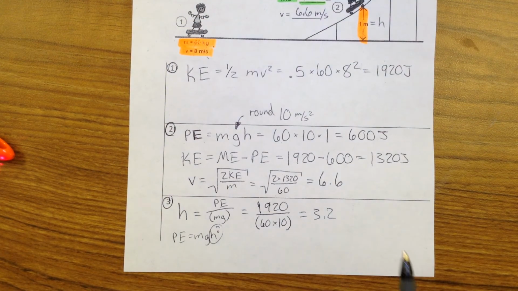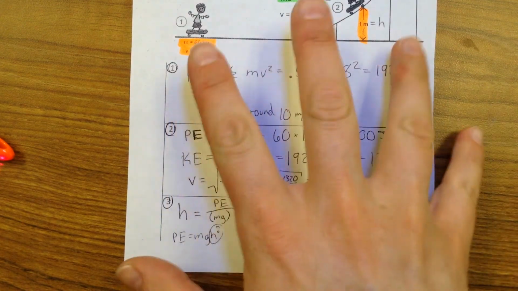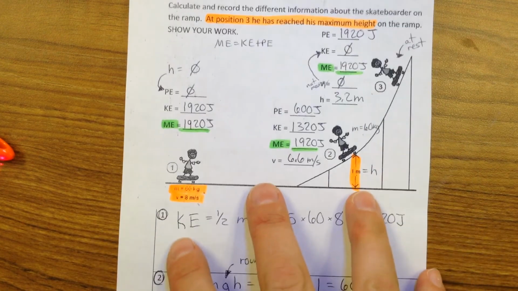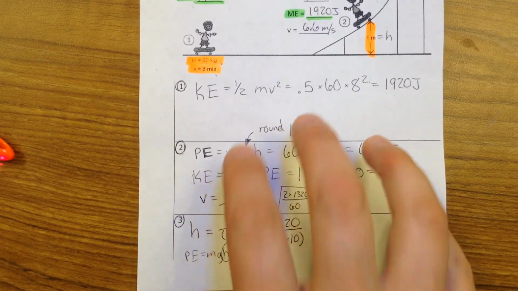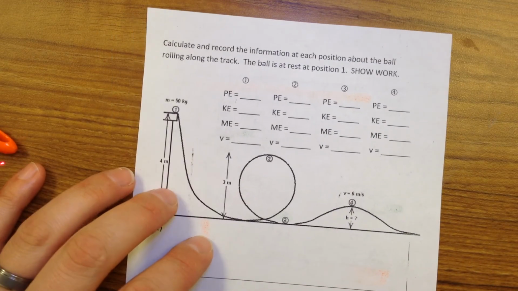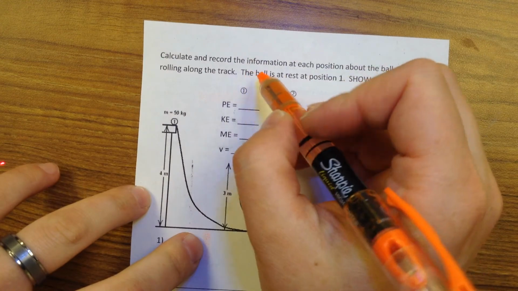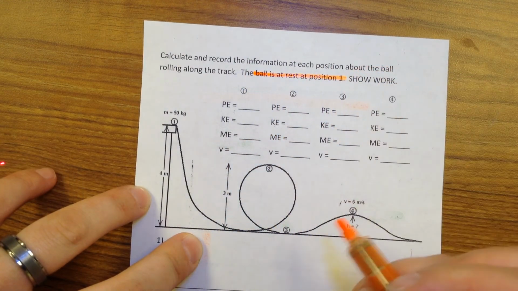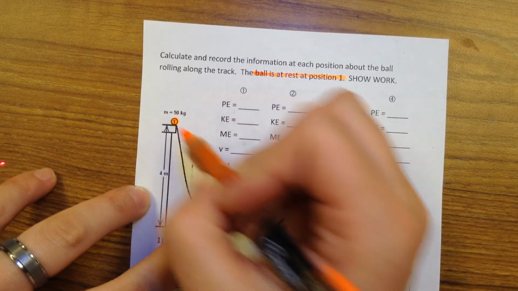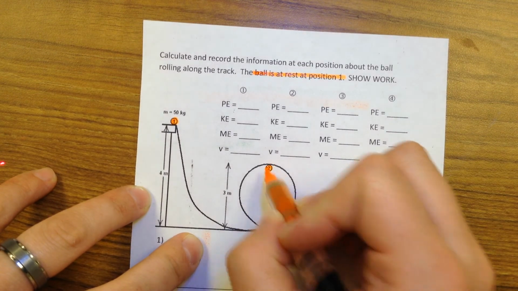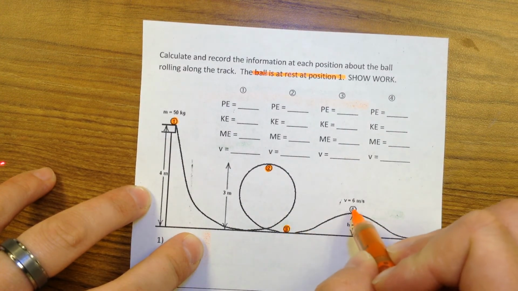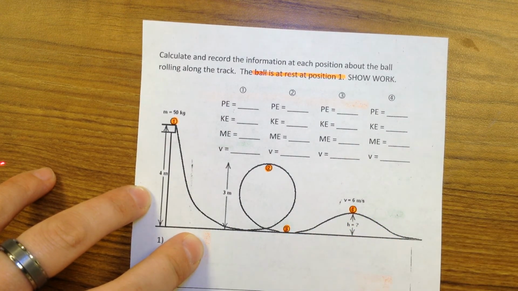Okay? So that's the front side of this worksheet. This is an introduction how to do it all, how to do these concepts. Now you get to apply that learning to the back side. I'm going to emphasize for you specific information that is very important. You need to know here that the ball is at rest at position 1. Well, right here is position 1. Here is position 2, position 3, and position 4.